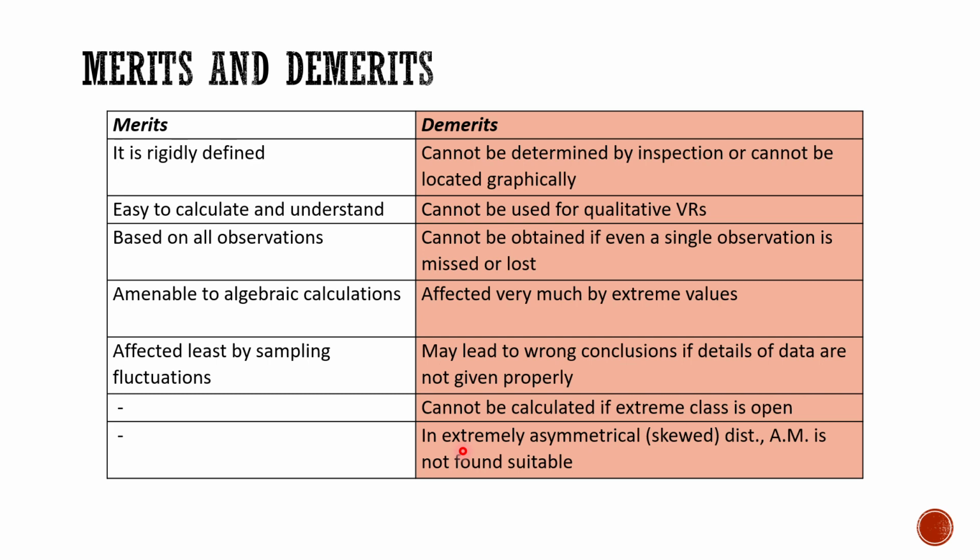Last but not the least, in an extremely asymmetrical distribution, that is called a skewed distribution, that is not normal, arithmetic mean is not found suitable. So we'll have to very carefully use this particular measure of central tendency, that is arithmetic mean.